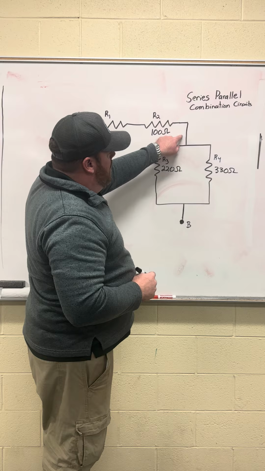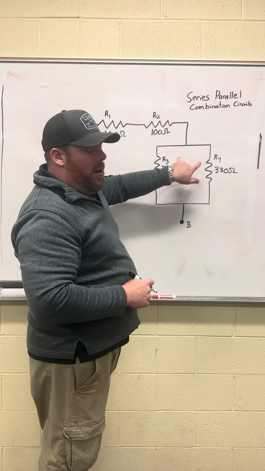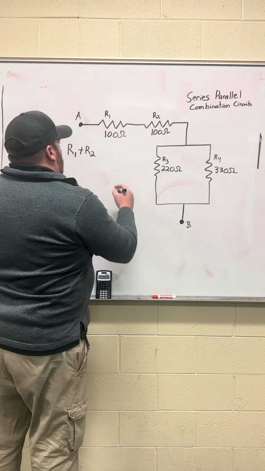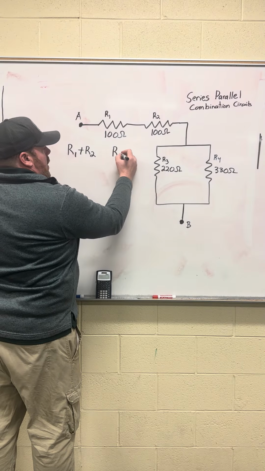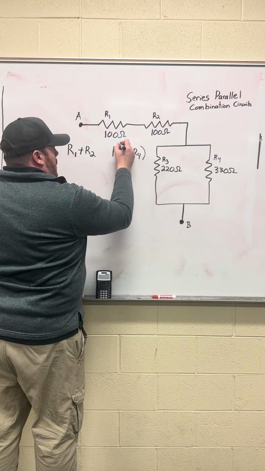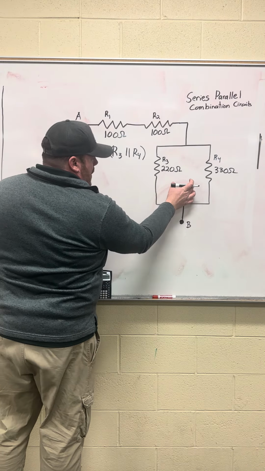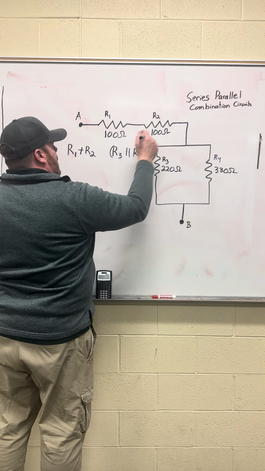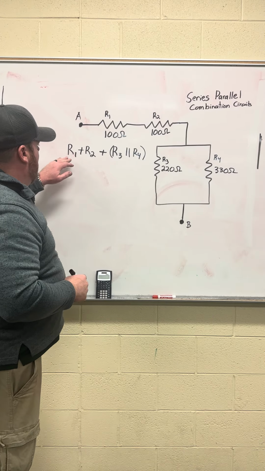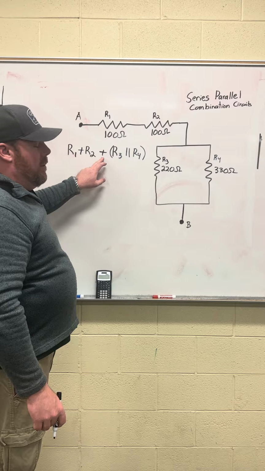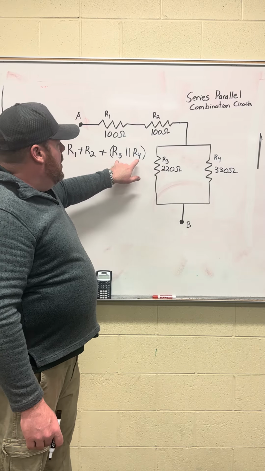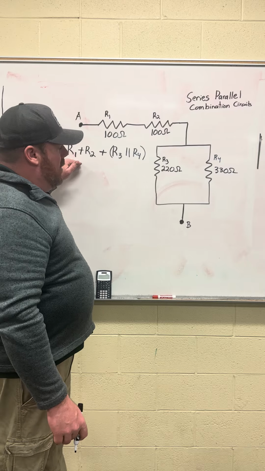And then they're in series with these two, but R3 and R4 are in parallel with each other. So we've got R3 in parallel with R4, but these two are in series with the others. The equivalent formula here is that R1 is in series with R2, in series with the parallel combination of R3 and R4. So 3 and 4 are in parallel, and then the rest are in series.